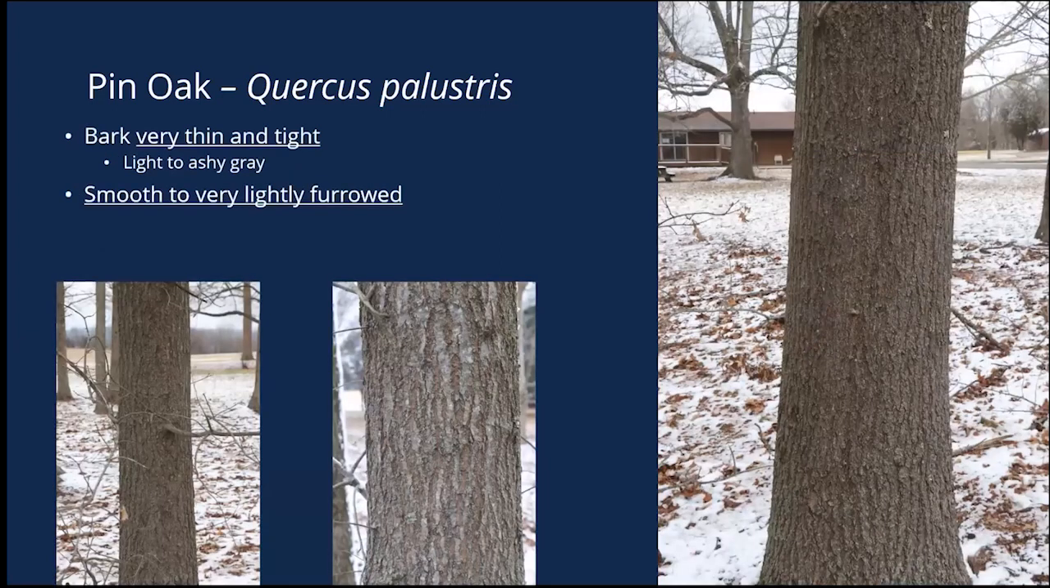Pin oak tends to have some of the thinnest and tightest bark of any of the other oaks. If it is ridge and furrowed, it's going to be lightly furrowed, thin bark, broad ridges as well. It almost looks like a smooth bark. And that really, to me, jumps out at you when you're looking at the bark.